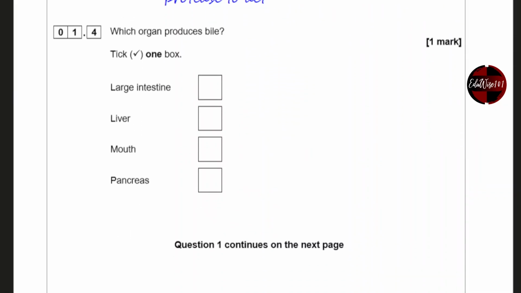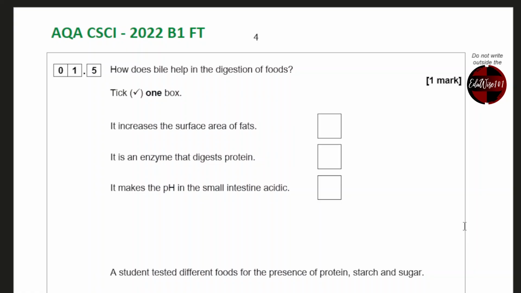Which organ produces bile? Bile is produced by the liver. The function of bile is to break down fat into small molecules and to neutralize the acid. How does the bile help in the digestion of food? There you go. It increases the surface area of fats. It doesn't make it more acidic, it actually makes it less acidic. So it's just number 1.